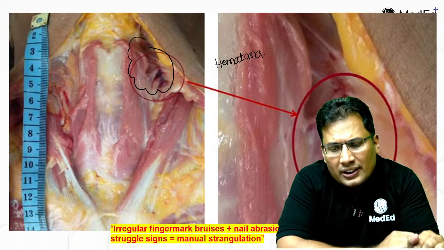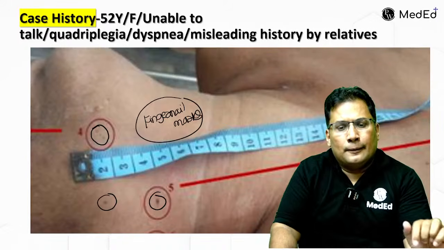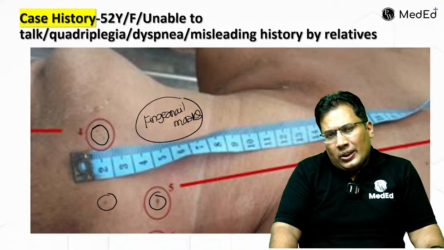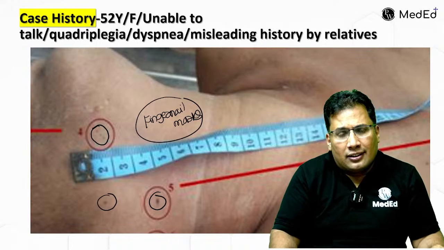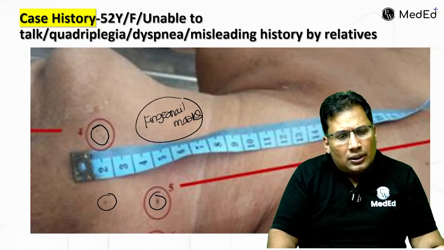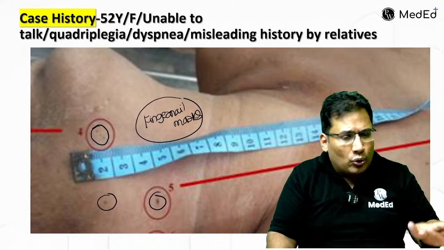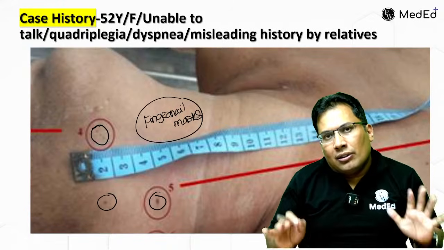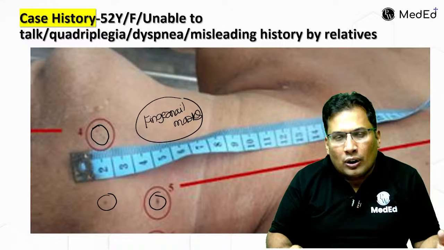So what is your opinion about it? Is it homicide or is it natural death? A 52-year-old female, unable to talk, quadriplegia, weakness of all the four limbs, difficulty in breathing, admitted to emergency, and found dead after a few hours.